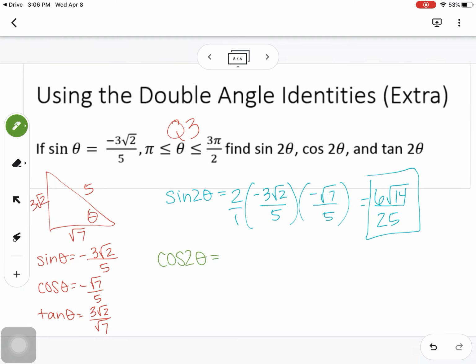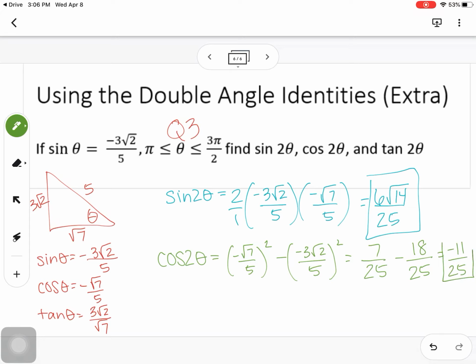For cosine of 2 theta, cosine squared, so negative root 7 over 5 squared minus sine squared, negative 3 root 2 over 5 squared, gives me 7 over 25, because those negatives cancel, minus that 3 root 2, like we did in the Pythagorean theorem, is 18 over 25, which gives me negative 11 over 25.